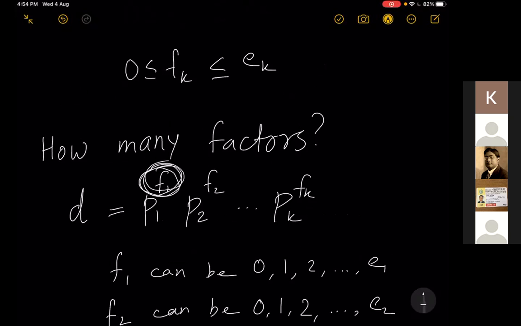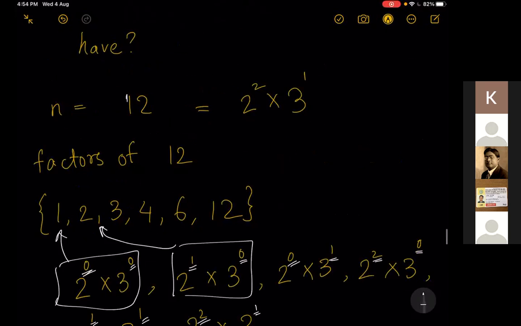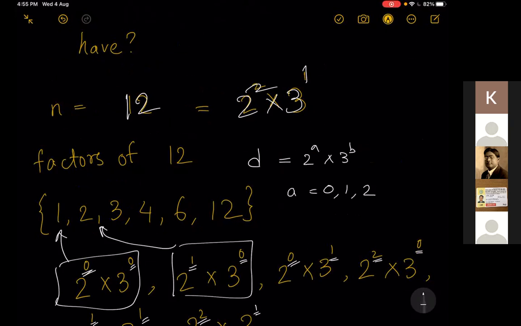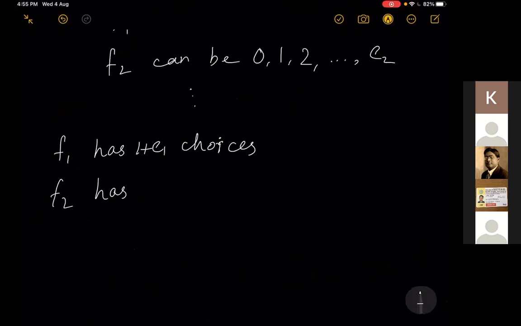Basically, let me compare it with the 12 case. 12 was 2 square into 3 to the power 1. So if I consider only the power of 2, any divisor d of 12 equals 2 to the power a into 3 to the power b, where a equals 0, 1, 2. So it had 3 choices, right? If the power was 2, it had 3 choices. If the power is e1, it has e1 plus 1 choices. E2 plus 1 choices and so on.